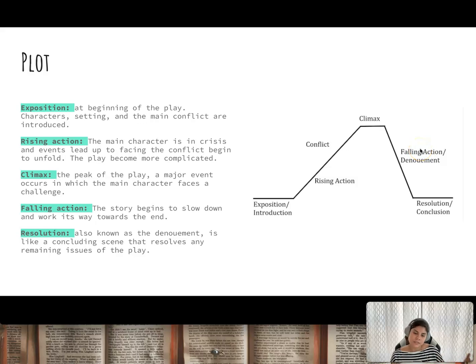All right, next we have the falling action or the denouement. Now, this is when the story kind of slowly begins to slow down and it kind of starts to tie up any loose ends and it works its way towards the end. And this is when most major issues are resolved. And then lastly, we have the resolution. So this is the conclusion. This is the concluding scene that resolves any remaining issues of the play. Again, tying up any loose ends.